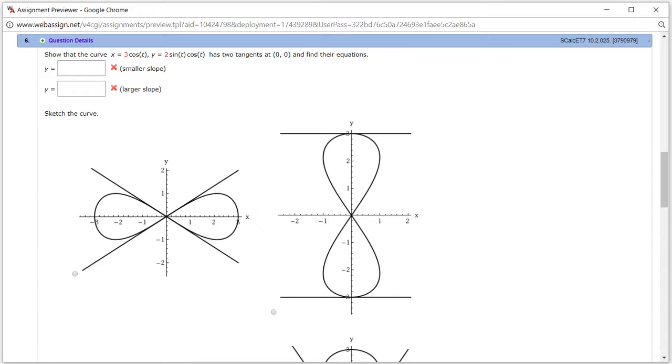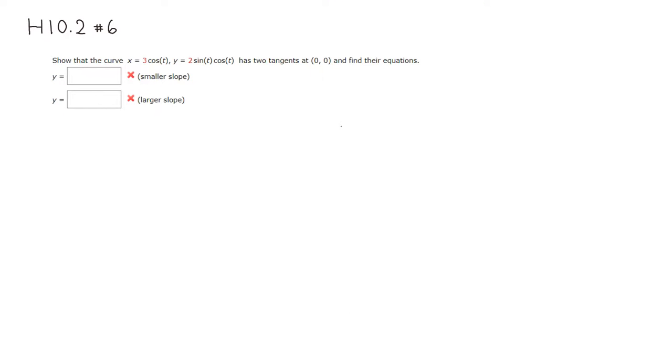Alright, let's look at homework 10.2, problem number 6. Let's find the tangent line equations. First we need to find the derivative, dy over dx. We can find it by taking the derivative of y with respect to t first and dividing by the derivative of x with respect to t.